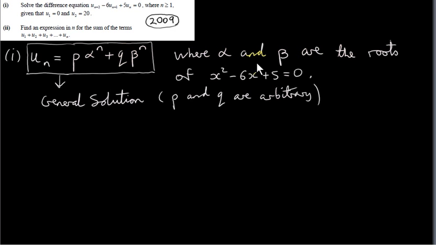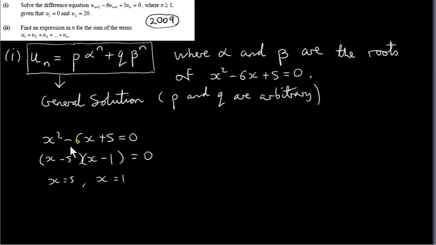Alpha and beta are the roots of the characteristic equation associated with the difference equation. The characteristic equation can be got by replacing u_{n+2} with x squared, u_{n+1} with x, and u_n with 1. Just remove u. So, I'm going to get alpha and beta here. We just solve this quadratic equation. This is also known as the characteristic equation.